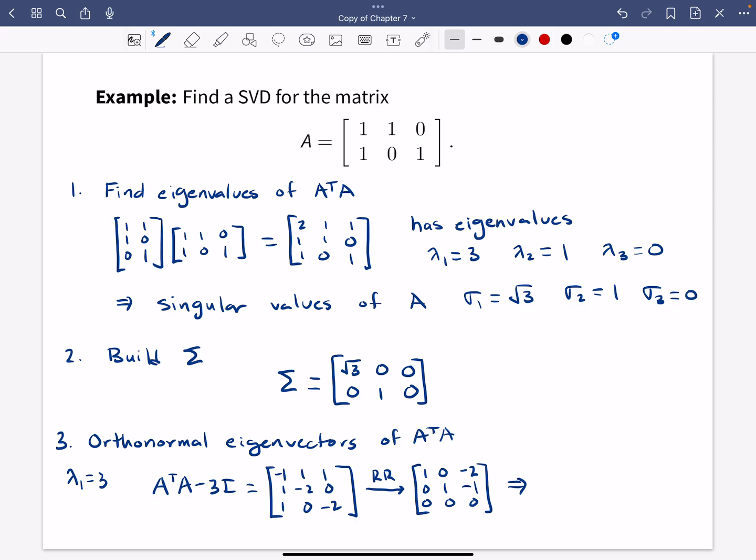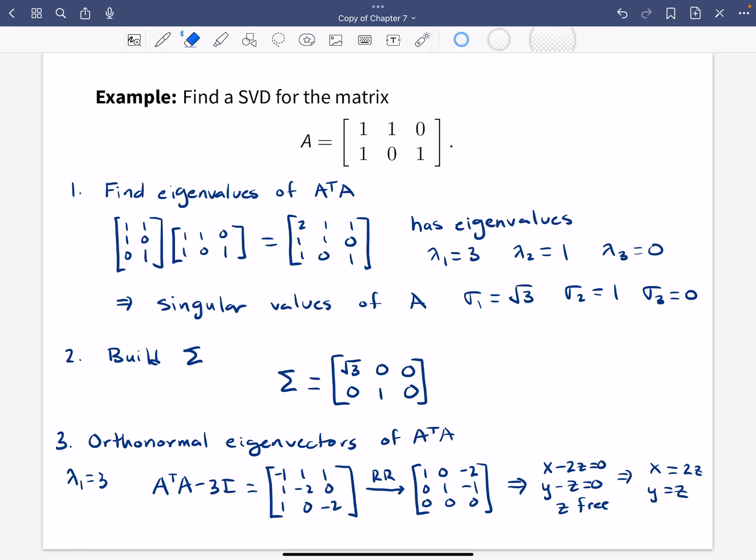So the top row is going to give us the equation x minus 2z equals 0. The second one is going to give us y minus z equals 0. That tells me that the variable z is free. So therefore x is equal to 2z, y is equal to z, and therefore my vector x, y, z, I'm running out of room here. Maybe I should just go to the next page.